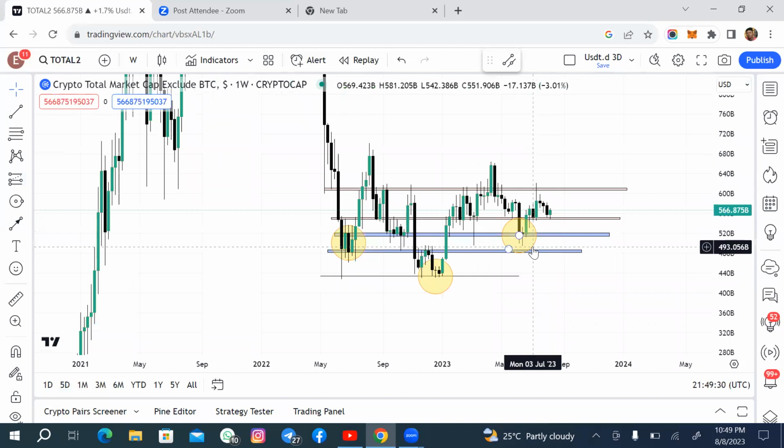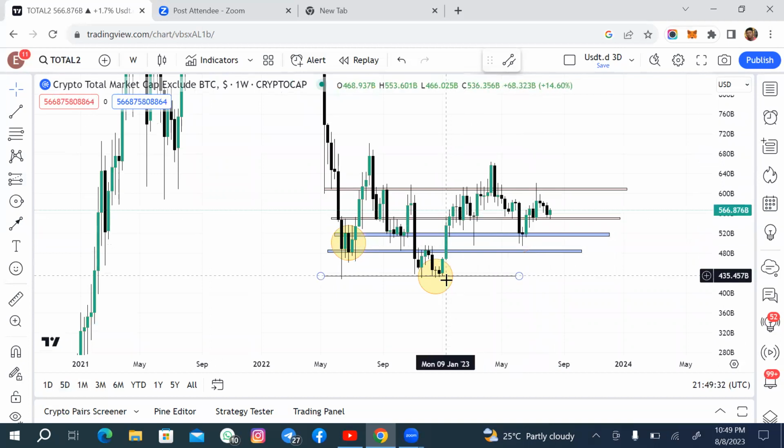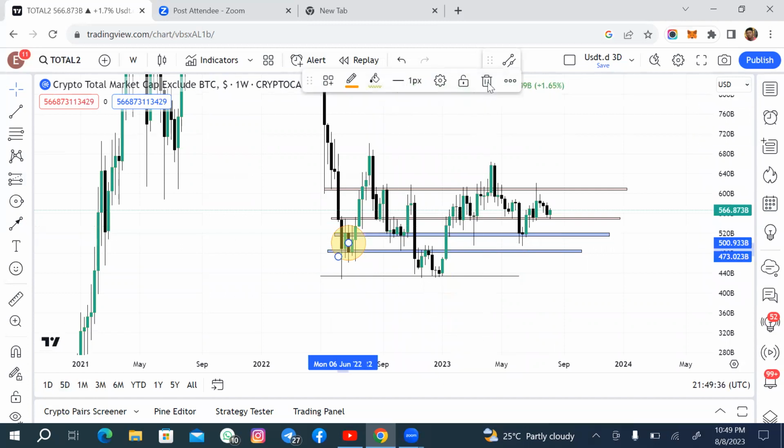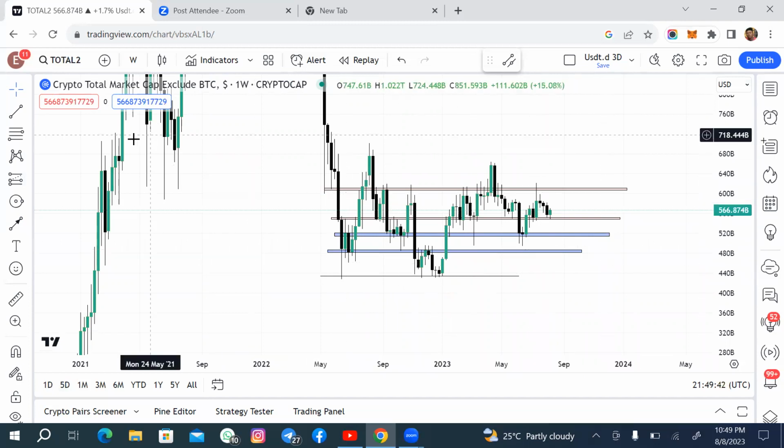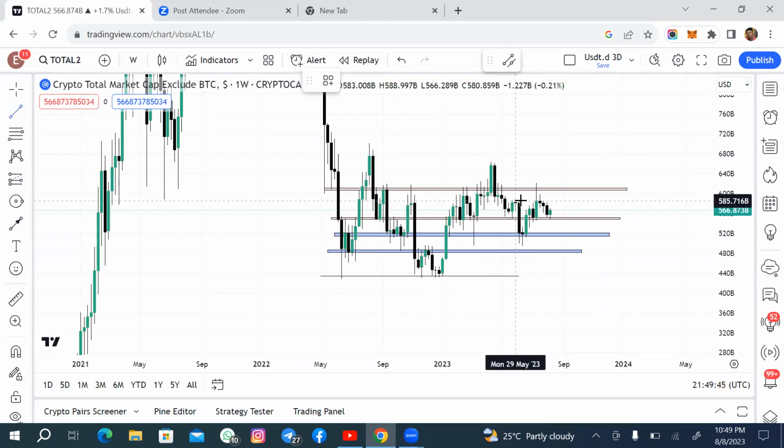So basically, I'm going to delete this right now. I'm going to take all this off, and then we focus on price action, right? So we already know we have an accumulation going on. The next level we want to be targeting right now is this level.